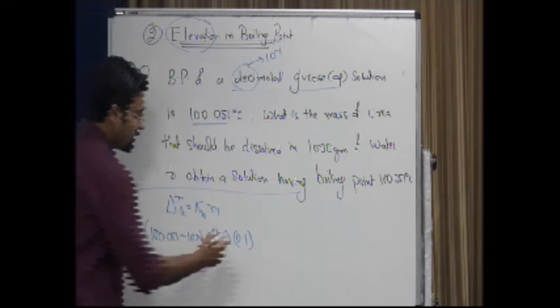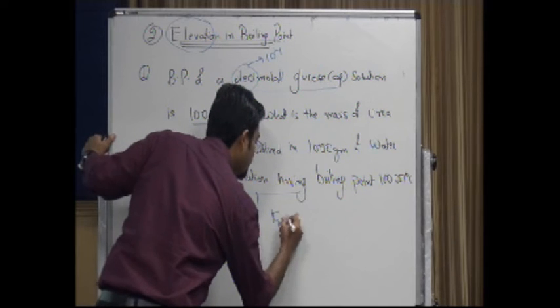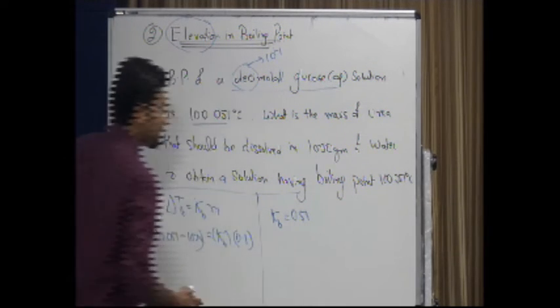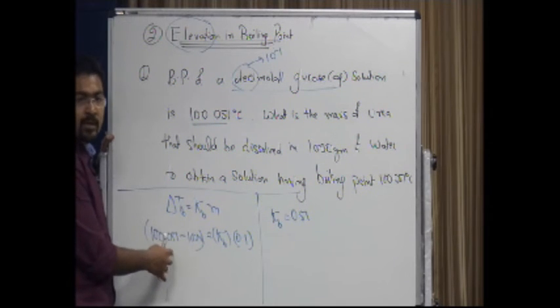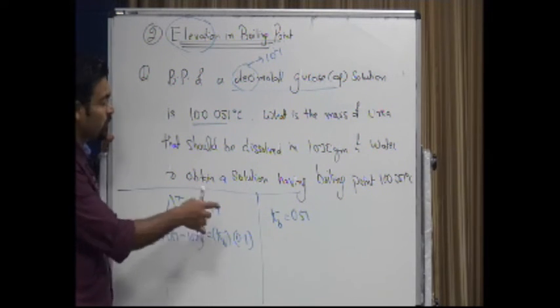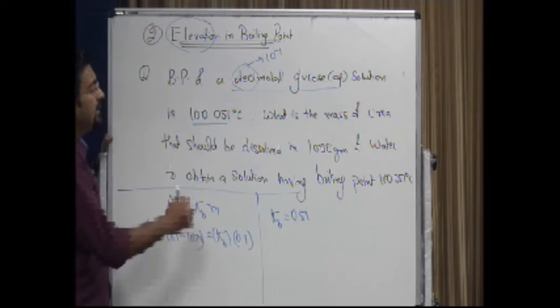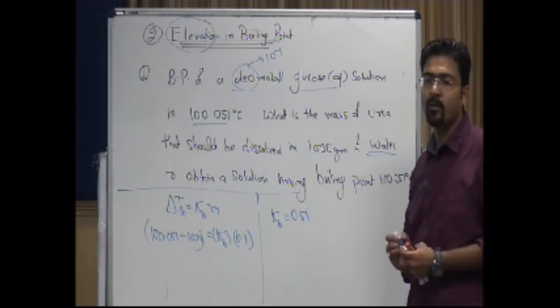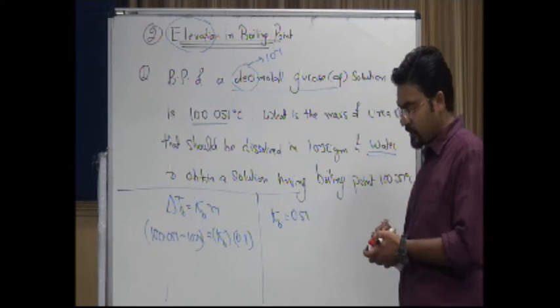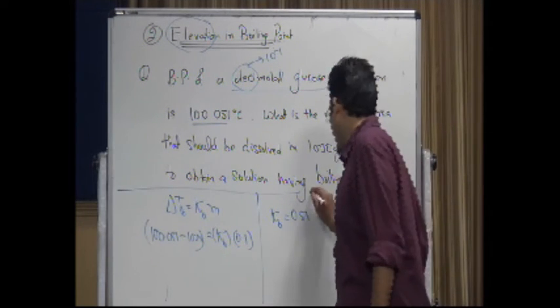I'll use it. So the Kb will turn out to be 0.051 divided by 0.1 into 10. So 0.51 will be the Kb value. Since the other solution also has the same solvent, water, I can use the value of Kb for the other equation. Now let's do it for urea.